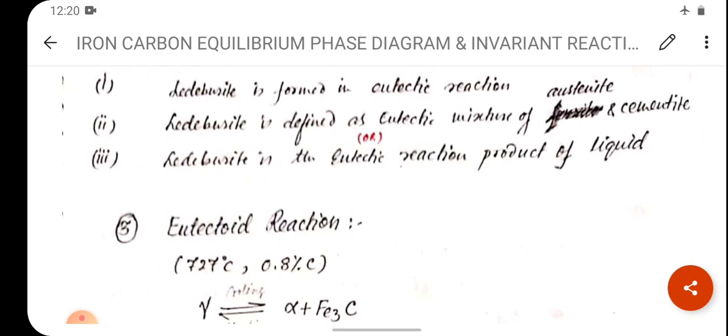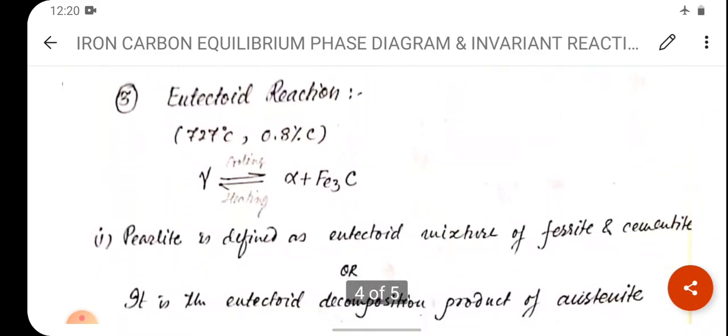Eutectic reaction, product of liquid. यहाँ पे जो रिएक्शन हो रहा है इसका नाम क्या है? यूटेक्टिक रिएक्शन. और यूटेक्टिक रिएक्शन प्रोडक्ट क्या है? वो लेड बोराइड है. Now we will discuss the third point, that is the third reaction, that is the eutectoid reaction at 727 degrees Celsius and 0.8% of carbon.